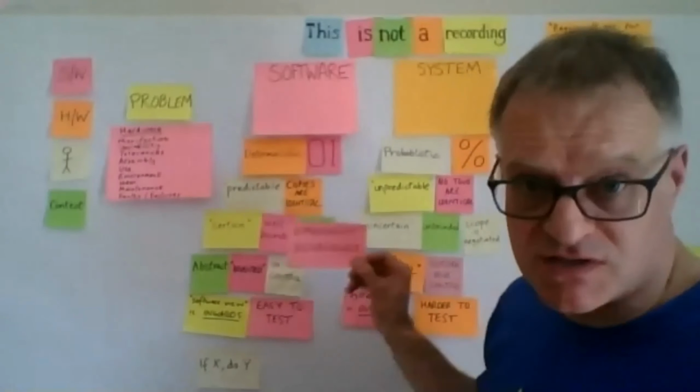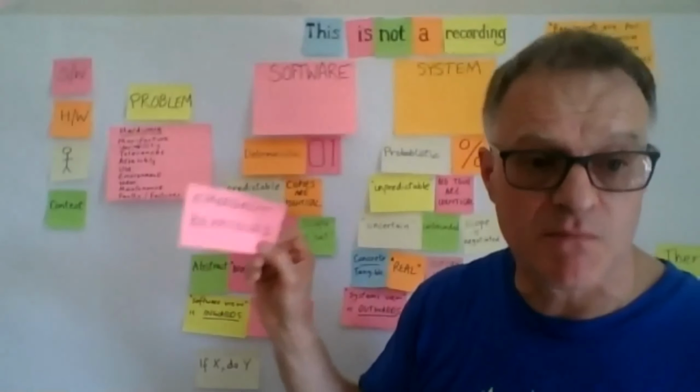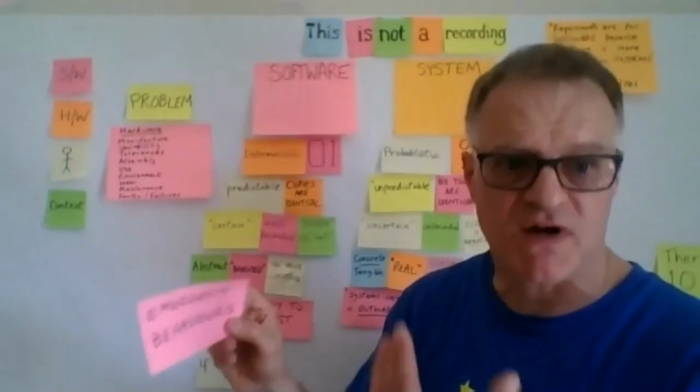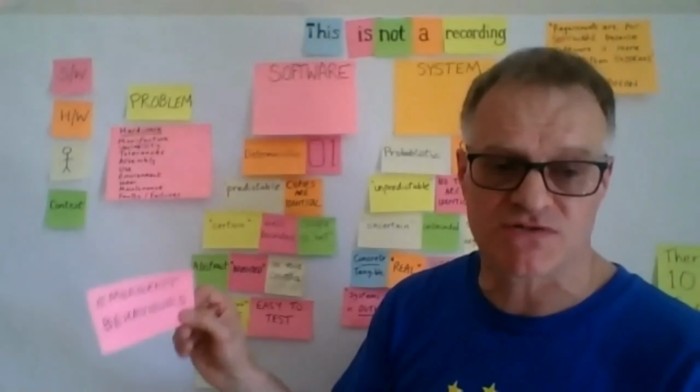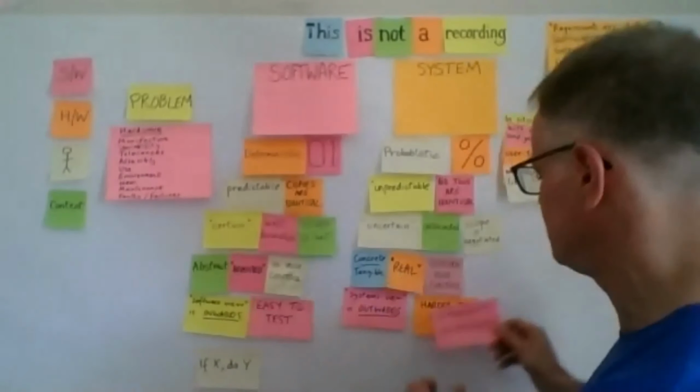And then one I'm only going to put on systems is that in systems, there is much more emergent behavior because you've got the interactions of all the hardware, the users and the environment, much more interaction, much more unexpected emergent behavior than you get in software.